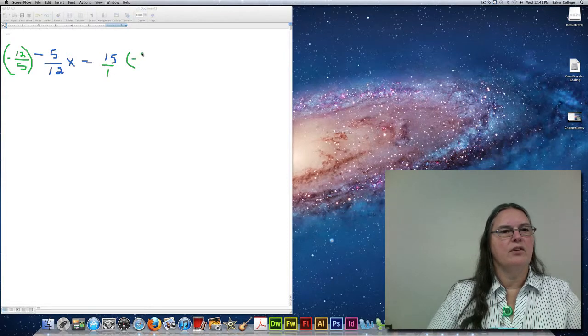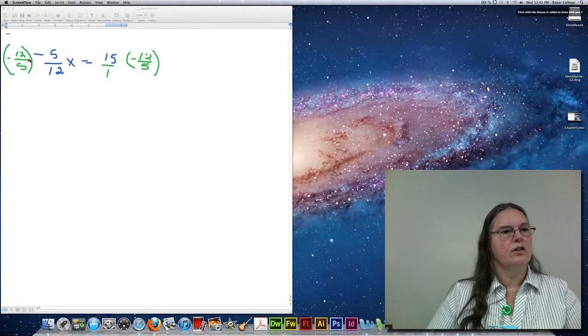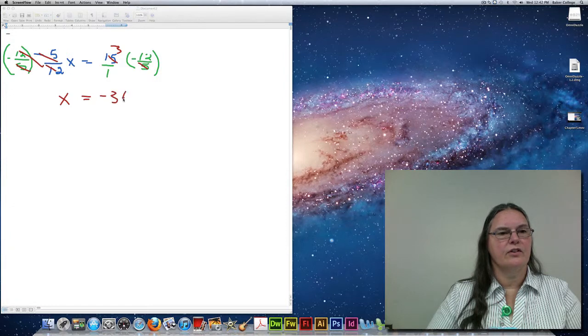We have the opposite of 12 over 5. This all reduces out here to be an x. Negative times negative is positive. 1 times x is x. And then on this side we can reduce: just take 5 into 15 3 times. 3 times negative 12 is the opposite of 36.